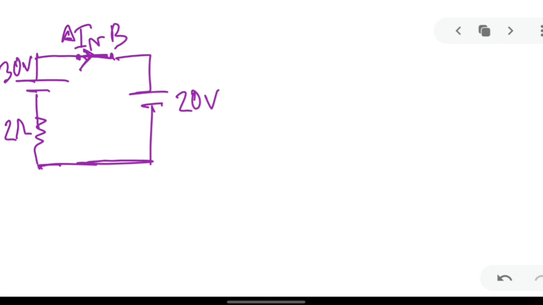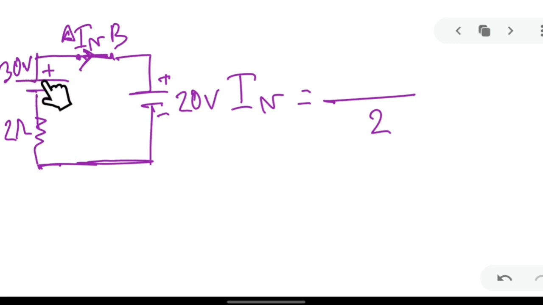Here total current is also IN, so IN is equals to V by R. We can see that R is 2, and what is the V? We can see it is plus, it is minus, it is plus, it is minus. The plus side is connected to the plus side and the minus side is connected to the minus side, so the same polarity connects to the same polarity, so the voltage sources will be minus. If it is minus and it is plus, the opposite polarity connects, then it is plus.